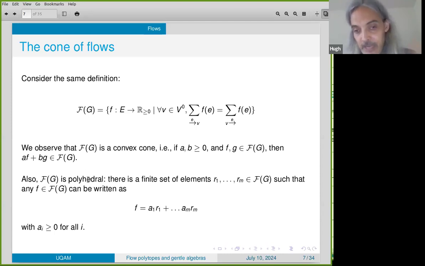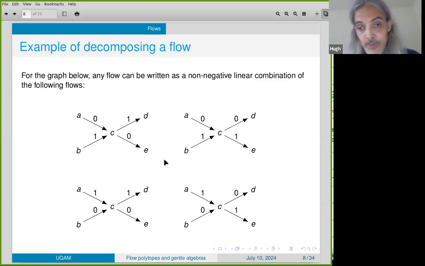And it turns out, because G is a finite graph, there's a finite number of flows such that any flow can be written as a non-negative linear combination of those flows. I didn't say this explicitly, but it was written down on the slide. And expressing a flow in terms of those generators is called decomposing the flow.